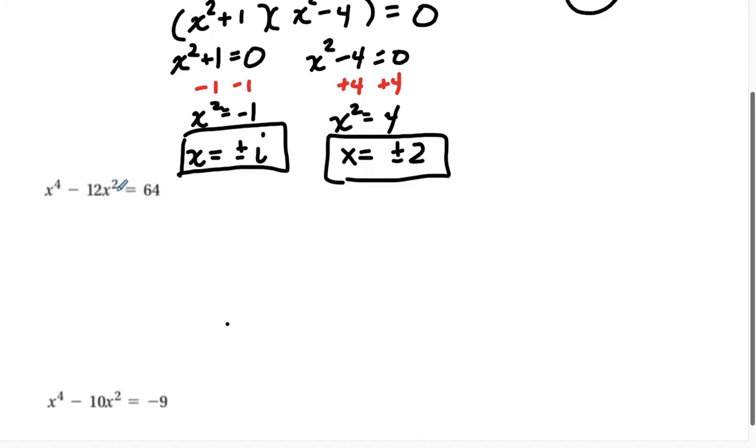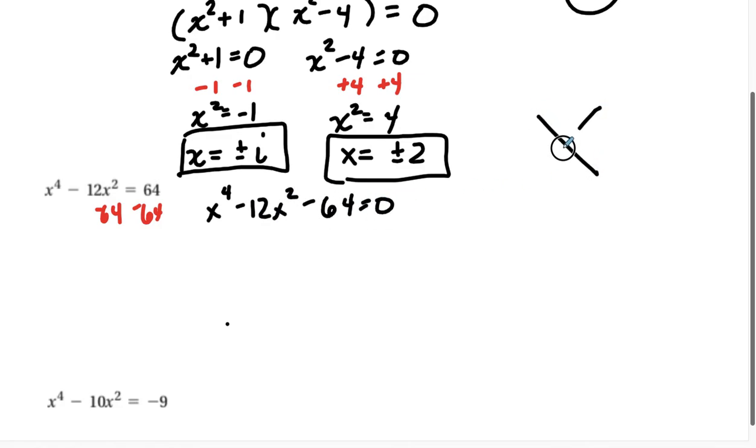x to the fourth minus 12x squared equals 64. So again, the same idea. I'm going to subtract 64 from both sides. Okay, so that gives me x to the fourth power minus 12x squared minus 64 is equal to 0. Same idea, I'm going to use the x puzzle. I'm going to place negative 64 at the top and then negative 12 at the bottom.